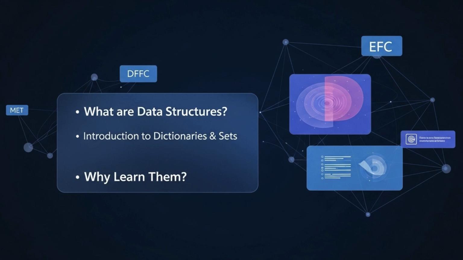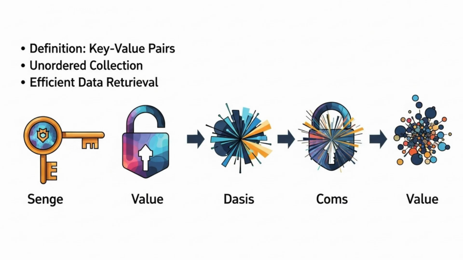Let's kick things off with dictionaries, often referred to as maps or associative arrays in other programming languages. At their core, dictionaries are all about key-value pairs. Imagine a real-world dictionary. You look up a word, that's your key, to find its definition, that's the value. In programming, a key could be something like a user ID, a product name, or an email address, and its corresponding value could be the user's full profile, the product's price, or the email's content.